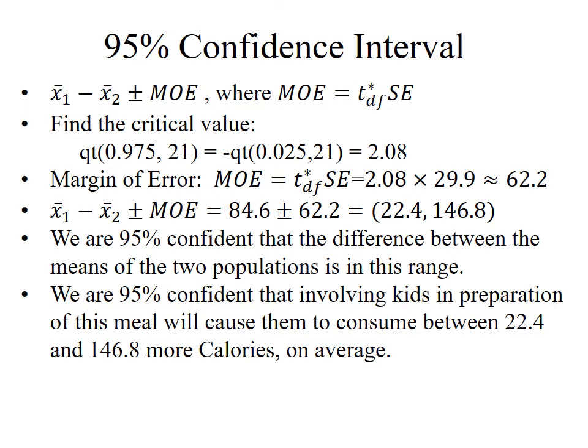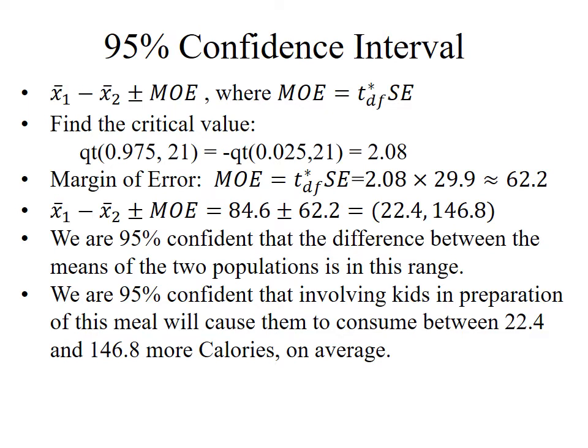We're going to have to think about this. So what does that mean? All right, it's important to be able to compute a confidence interval. It's even more important to be able to interpret the meaning of a confidence interval. In this case, we are 95% confident that the difference between the means of these two populations is in this range. Okay, so that's a general statement.